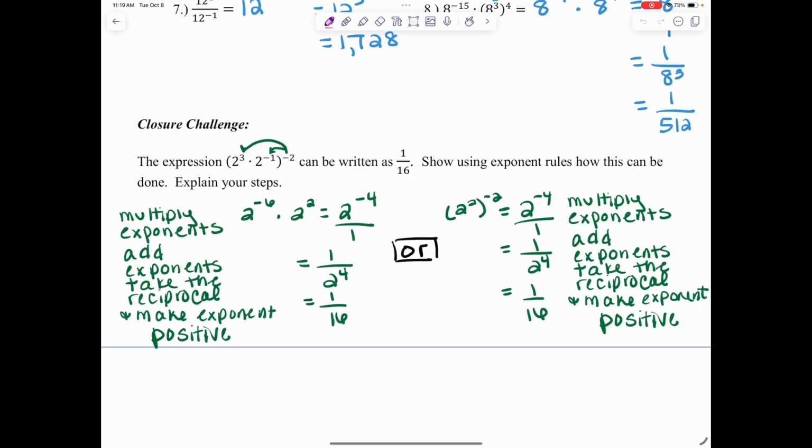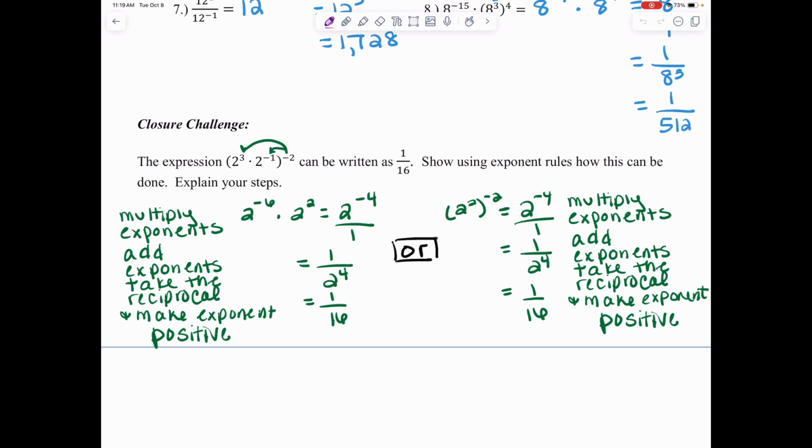So for the closure challenge, I could see you doing this 2 different ways. If you follow PEMDAS, right, I could see you doing what's inside the parentheses first. So you would do 2 to the third times 2 to the negative 1 by adding your exponents and getting 2 to the positive 2. So that's the way I did it on the right-hand side of the paper here.